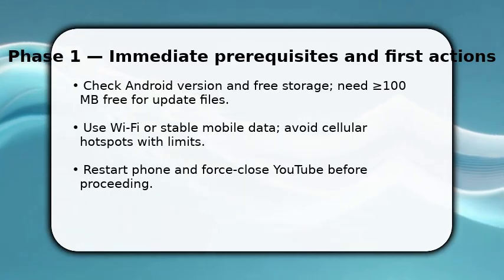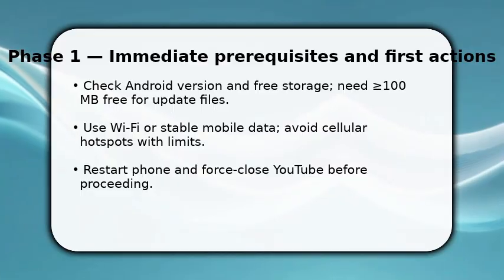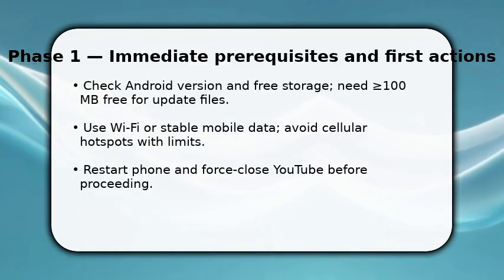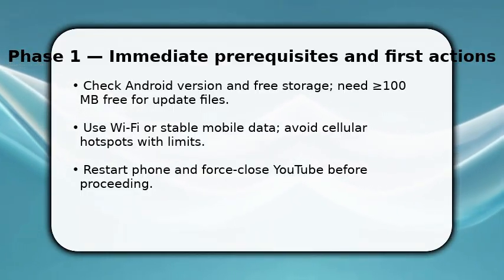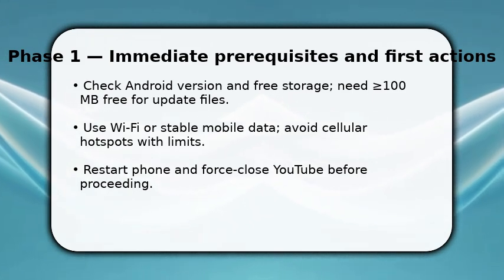can interrupt downloads. Now restart your Samsung J2 to clear temporary issues, then force close YouTube in Settings > Apps. These actions remove transient blocks and prepare the system so the next steps can run without false errors.